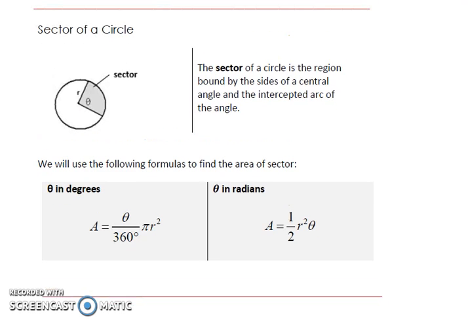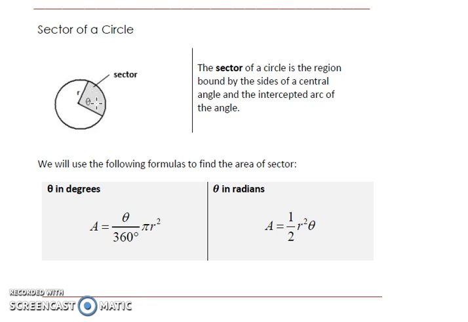Sector of a circle. The sector of a circle is the region bound by the sides of a central angle and the intercepted arc of the angle. What do I mean by central angle? It's an angle whose vertex is at the center of the circle. So this is a central angle because its vertex is at the center of the circle. This region that represents this central angle is called the sector. Here would be the intercepted arc. So it's the region between this intercepted arc and this vertex that's at the center.